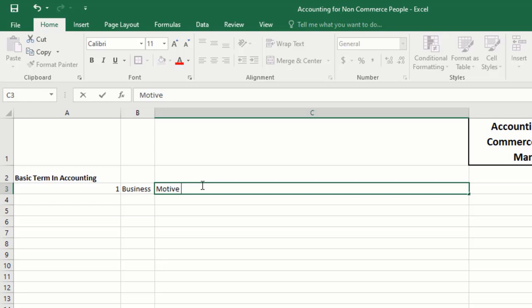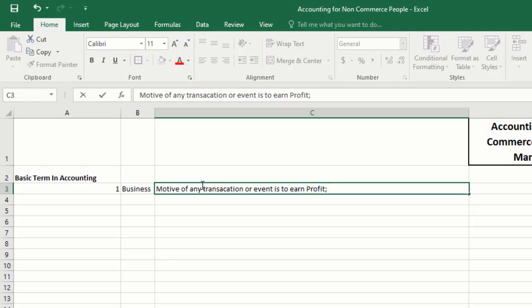When the motive of any transaction or event is to earn profit, it means no profit, no business. This is point number one. I will say like this, I will say column.